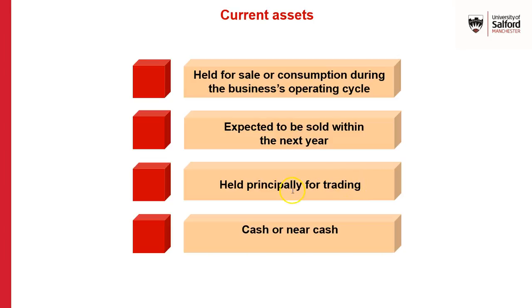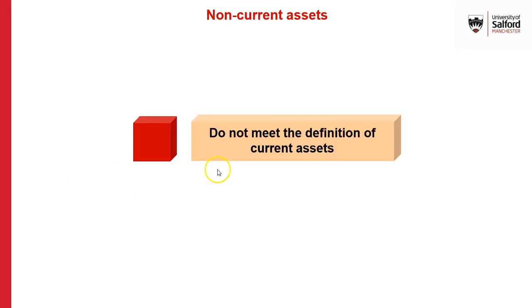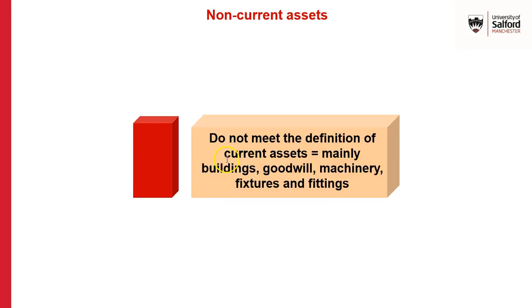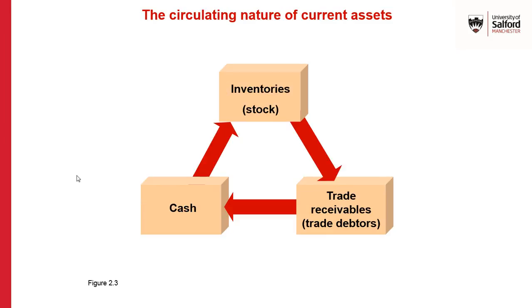That's the case. Companies are buying and selling, and what they're making possibly or buying is going to be a current asset if they're going to sell it on. And it includes cash or near cash, and we've had a look at that. Non-current assets, just all the other assets. As it says here, mainly buildings, goodwill, machinery, fixtures and fittings, and as we saw with the Tesco accounts.